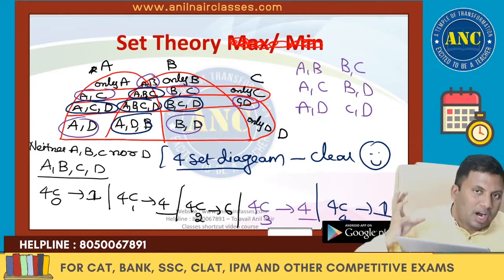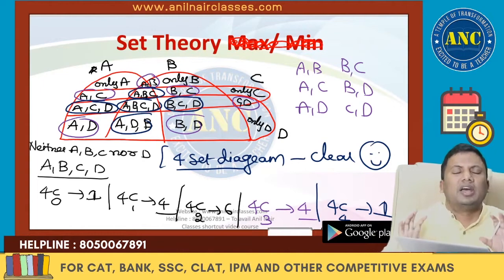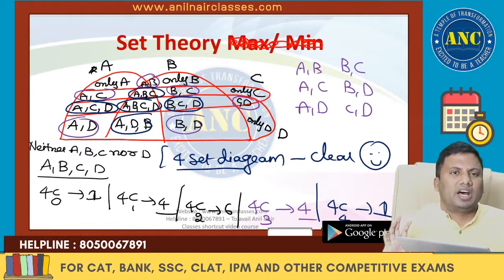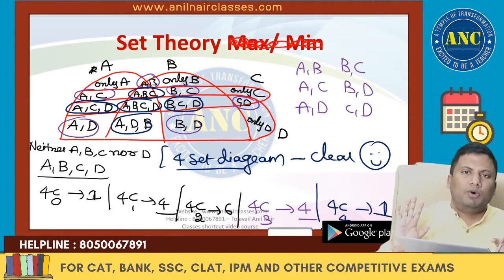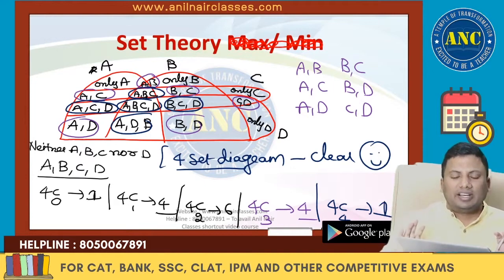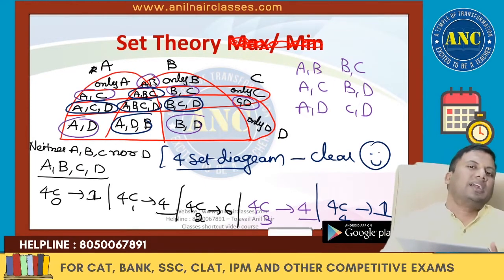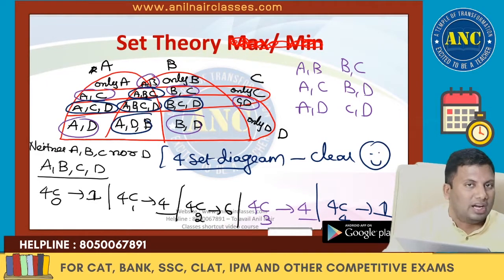Even if you do not draw the diagram, just by visualization, if 5 set diagrams are there, neither A, B, C, D nor E, one value I will get. 5C1, 5 values I will get, which contain only A, only B, only C, only D, only E. 5C2, 2 values I will get 10. The diagrammatic representation is for our understanding. But once you understand it, you can solve a lot of these problems orally.